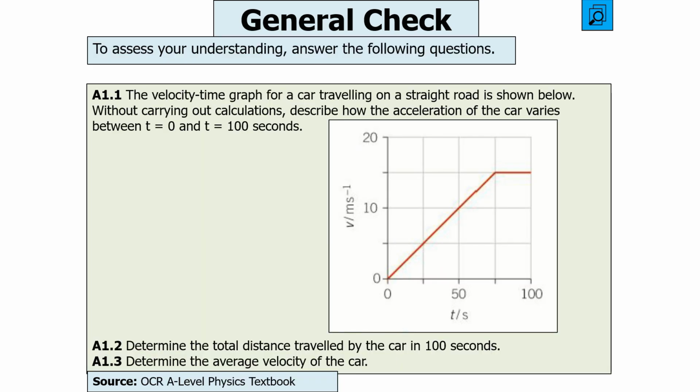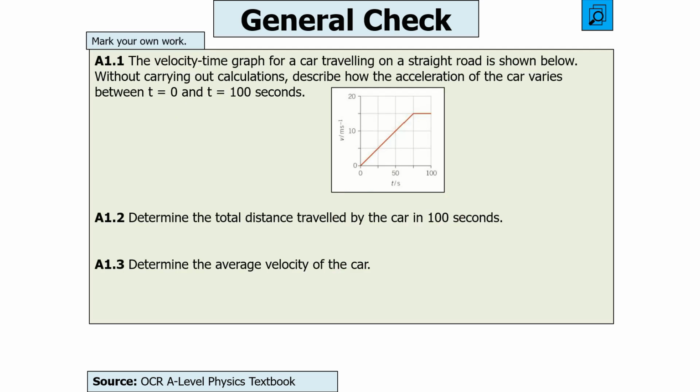The next question says, the velocity time graph for a car travelling on a straight road is shown below. Without carrying out calculations, firstly describe how the acceleration of the car varies between t equals 0 and t equals 100 seconds. Then determine the total distance travelled by the car in 100 seconds. Then determine the average velocity of the car. So pause the video now, then unpause the video when you want to go through your answer.